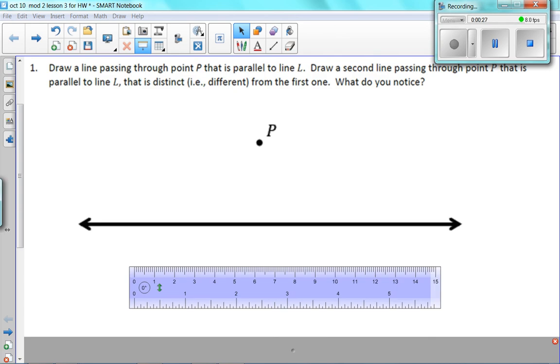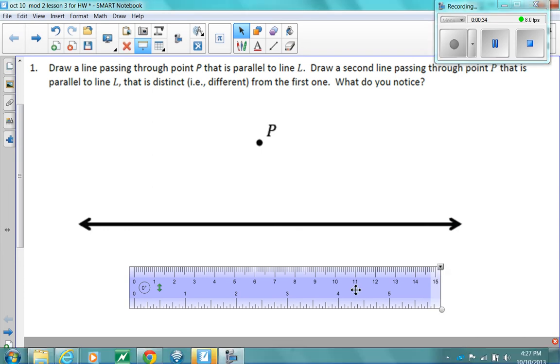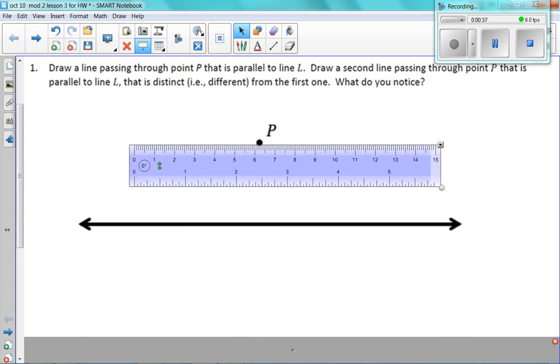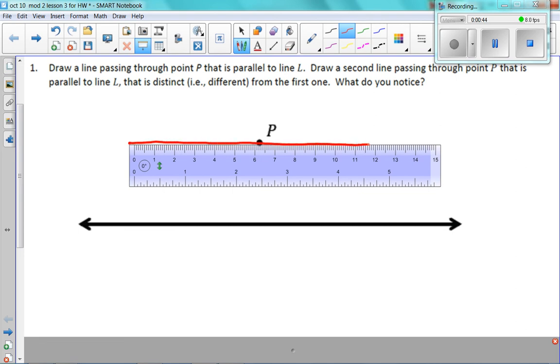Exercise 1 says, draw a line passing through point P that is parallel to line L. So let's use our ruler, and let's draw a line passing through point P that's parallel to L. Now draw a second line passing through point P that is parallel to line L, that is distinct or different from the first one. So let's draw another line parallel to this line through P.